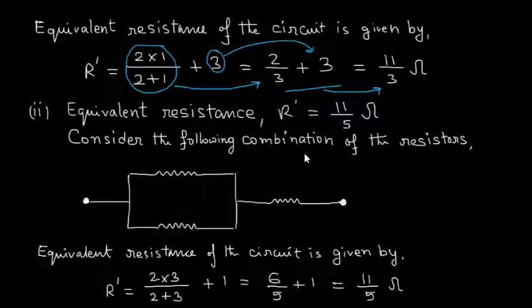Second, equivalent resistance R dash is equal to 11 upon 5 ohm. So consider the following combination of resistors. Here this is 2 ohm, this is 3 ohm, and this is 1 ohm. Equivalent resistance of the circuit is given by R dash is equal to 2 multiplied by 3 upon 2 plus 3, plus 1, that is 6 upon 5 plus 1, that is 11 upon 5.